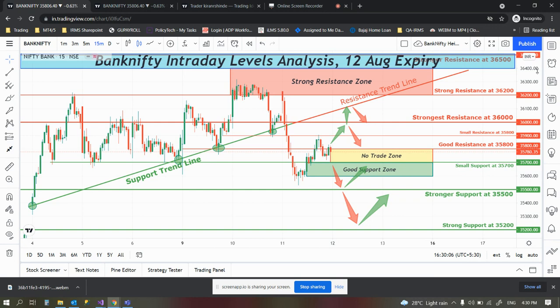Okay, now one more thing to observe, this trend line was acting as a support till here. Now it is broken at this particular point, so going further it would act as a resistance line.